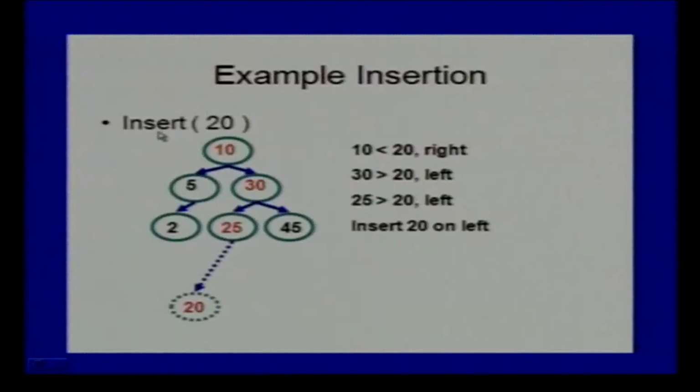Now, let us take an example of insertion. Suppose I want to insert 20. So, what happens? 20 is greater than 10, so I go to the right. Then here I see that 20 is less than 30, so I go to the left.